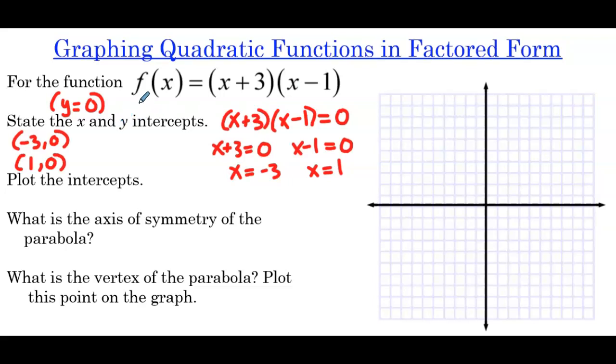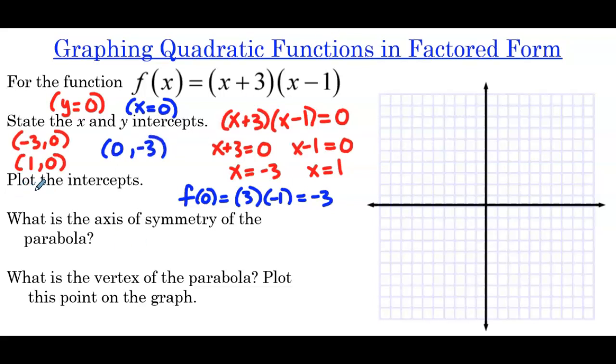Now the y-intercept occurs when x equals 0. So we're going to evaluate the function at 0. If we input 0, we'd have 0 plus 3, which is 3, times 0 minus 1, which is negative 1. The product is negative 3. So the y-intercept is 0, negative 3.